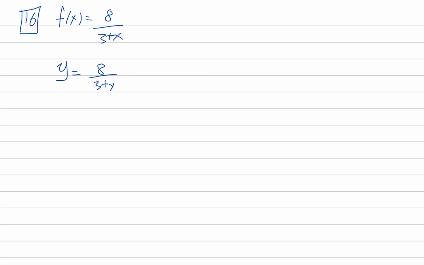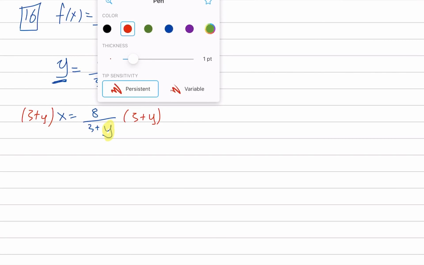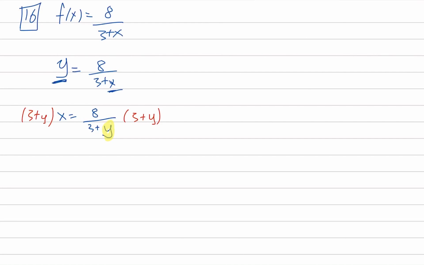Then we replace all the y's with x and all the x's with y. So if x equals 8 over 3 plus y, now we want to solve for this y right here. In order to do that, we need to multiply both sides by 3 plus y, like this. So then we get, I'm going to distribute x right here right away. 3x plus xy equals 8, since these two cancel out.